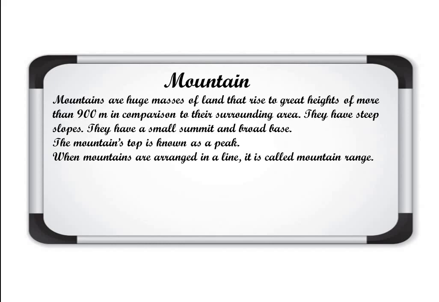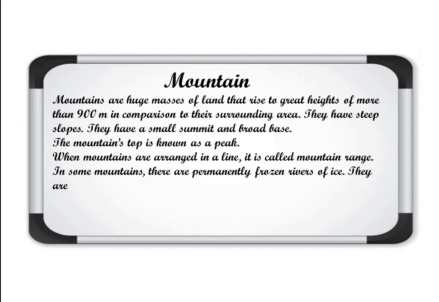And one more thing we can take here: the mountains that are very high are covered with snow all the time, and there the glaciers are found. Glaciers are the moving rivers of ice. So how can we define glaciers? Moving rivers of ice, that is known as a glacier. In some mountains there are permanently frozen rivers of ice. They are called glaciers. As I told you, permanently frozen rivers of ice are known as glaciers.